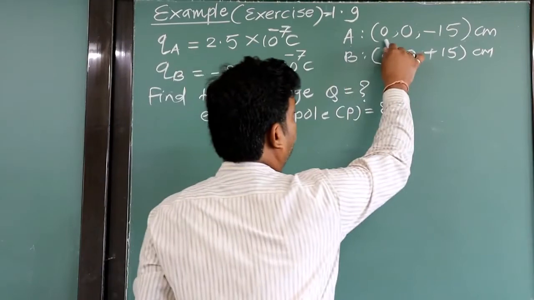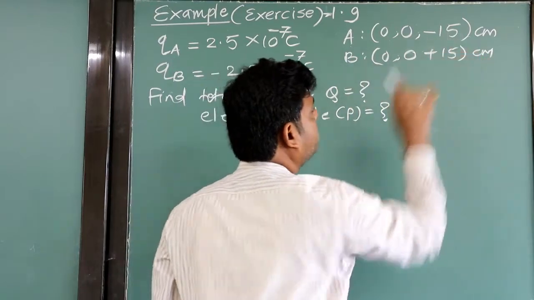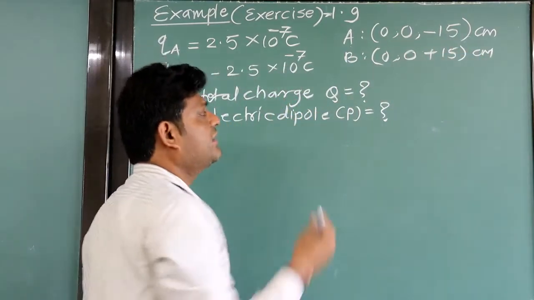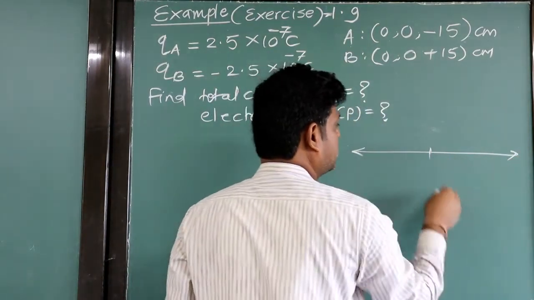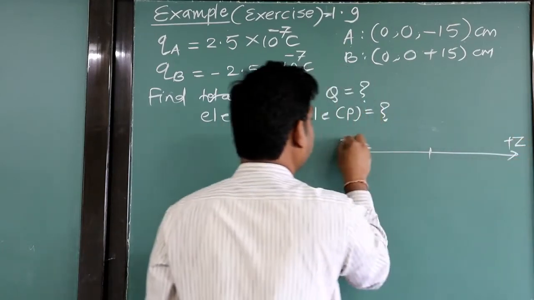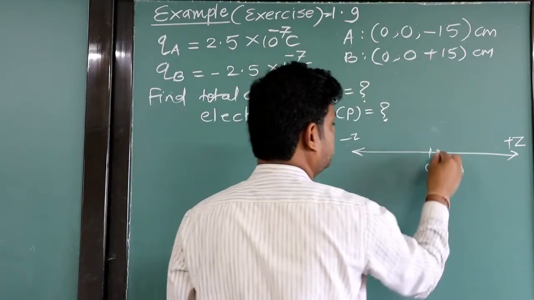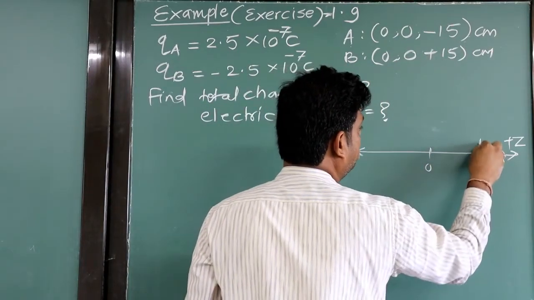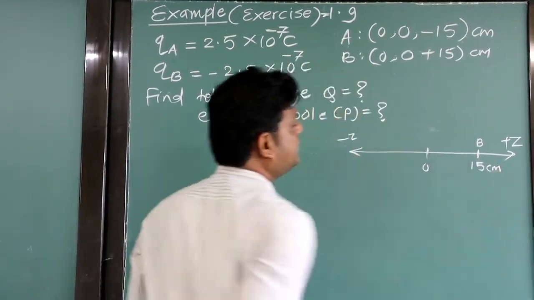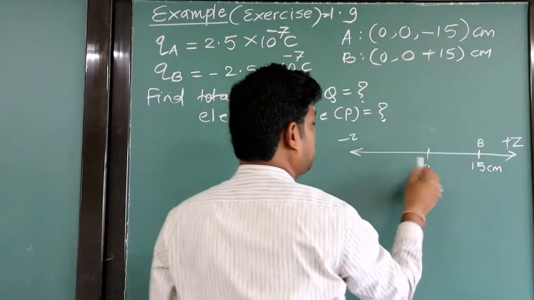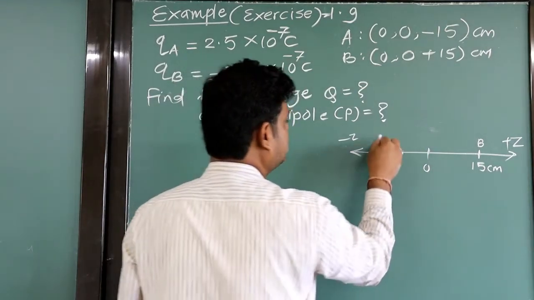A is located at minus 15 centimeter on the Z axis, and B is located at plus 15 centimeter on the Z axis. We can draw the Z axis over here, students. Suppose this is the Z axis, positive Z axis, negative Z axis, and this is the origin O. The B point is at plus 15 centimeter from the origin, and the A point is at minus 15 centimeter.